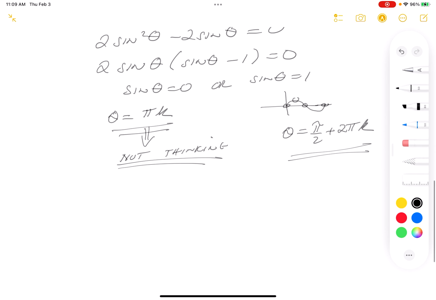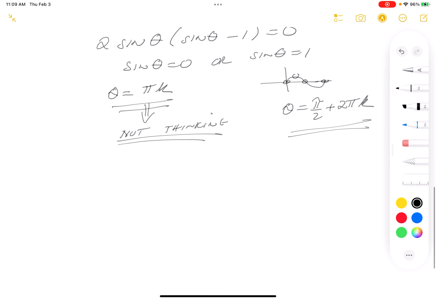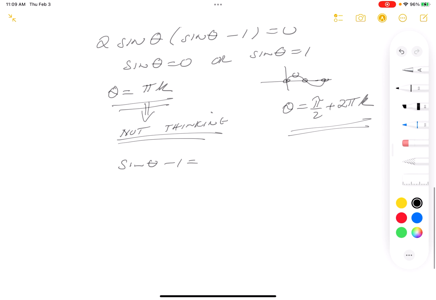I want to go back to the original problem. The original problem, I want to remind myself, is sine theta minus 1 equals cosine of theta. Think about this: this would lead to a variety of answers like 0, pi, 2 pi, 3 pi, 4 pi, and so forth. Well, let's just check it out and see what happens. If I try the 0, that's k is 0, what do you get? You would get minus 1 equals 1. This is nonsense.